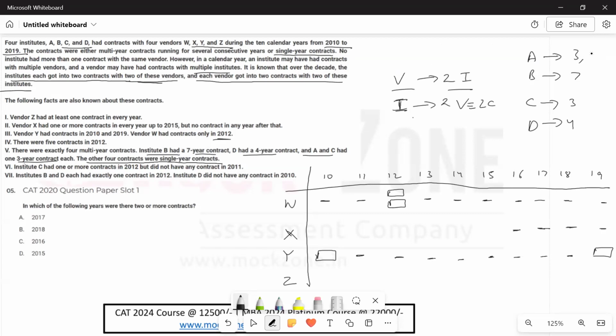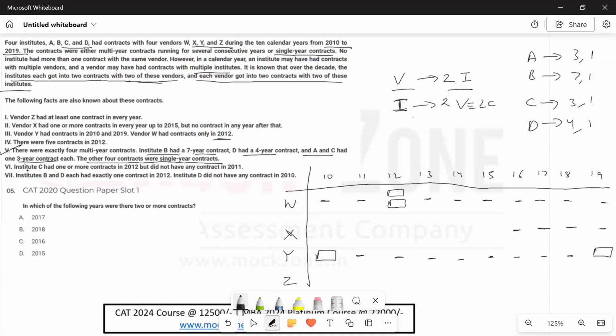So we know that A will have the other contract of 1 year, B will have the other contract of 1 year, C will have the other contract of 1 year, and D also will have the other contract of 1 year. So these are the lengths of the contract from each of the vendors. Okay, so we have covered point number 5.